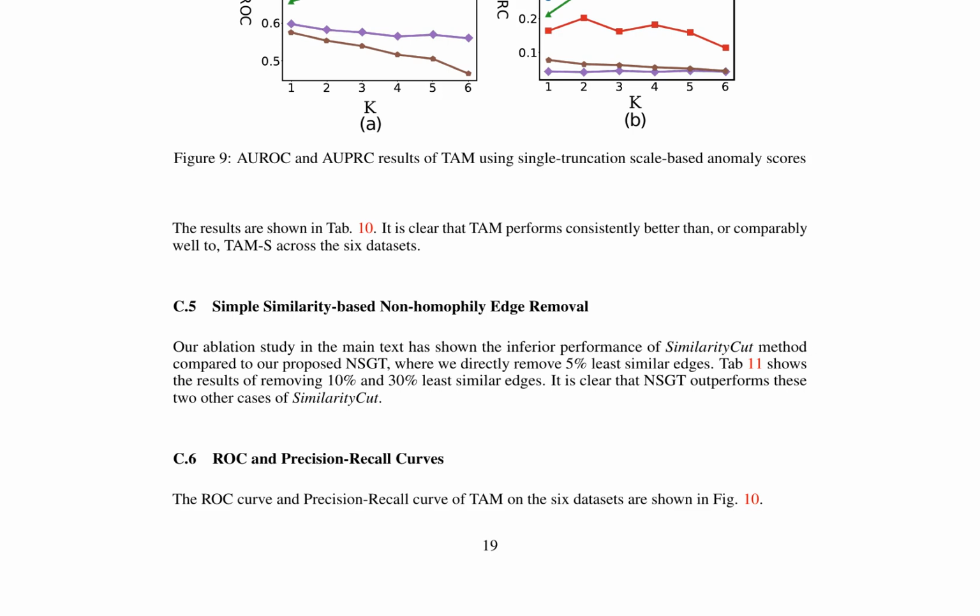Lastly, Figure 10 presents the ROC and precision recall curves of TAM on the 6 datasets, visually representing the model's ability to accurately detect anomalies while minimizing false positives. This section underscores the technical prowess of TAM in anomaly detection tasks, particularly its capacity to adapt to diverse datasets and maintain high accuracy even with varying truncation depths.